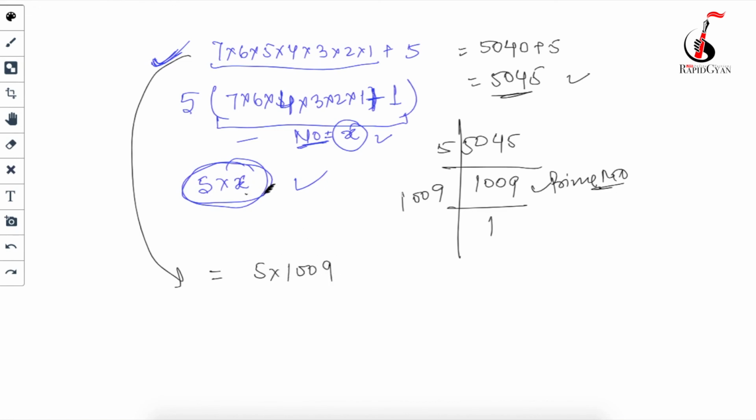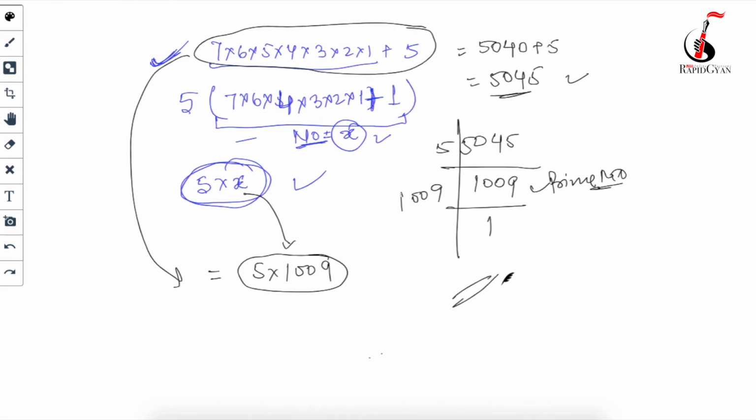You can see what your x is: x is 1009. So we can write this as the product of other numbers except 1 and the number itself, which was 5045. Hence we can say that this whole expression is a composite number. That's it. Let's go to the next question.